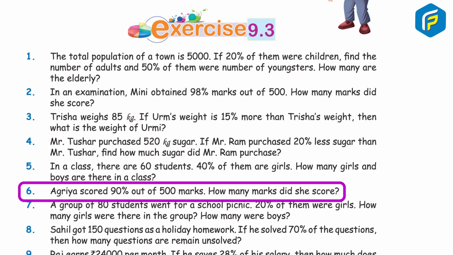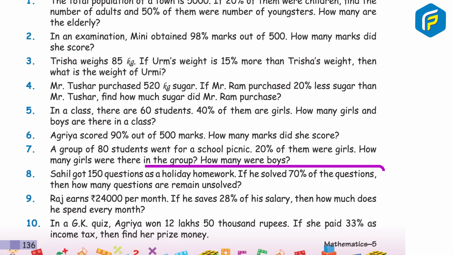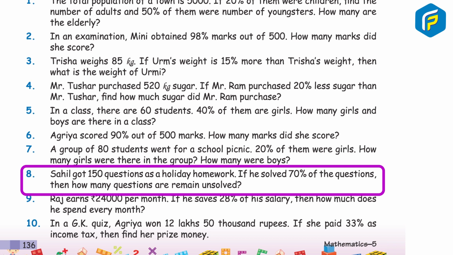Question 6. Agriya scored 90% out of 500 marks. How many marks did she score? Answer: 450. Question 7. A group of 80 students went for a school picnic. 20% of them were girls. How many girls were there in the group? How many were boys? Answer: 16 girls, 64 boys. Question 8. Sahil got 150 questions as holiday homework. If he solved 70% of the questions, then how many questions will remain unsolved?